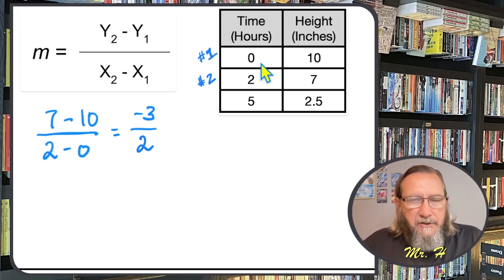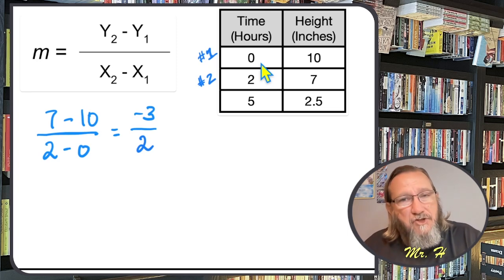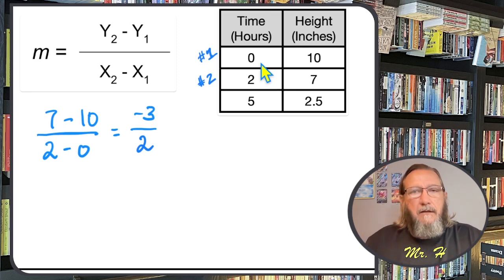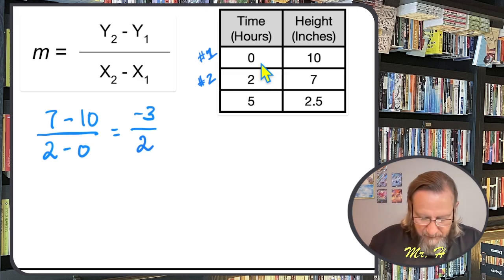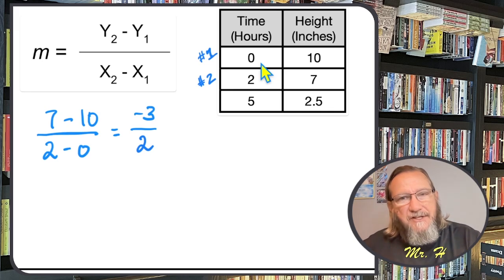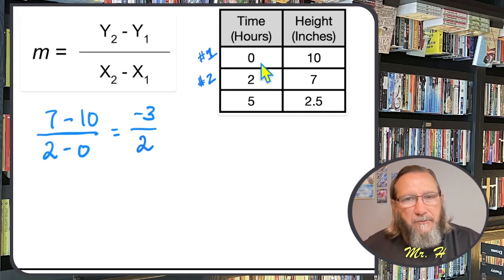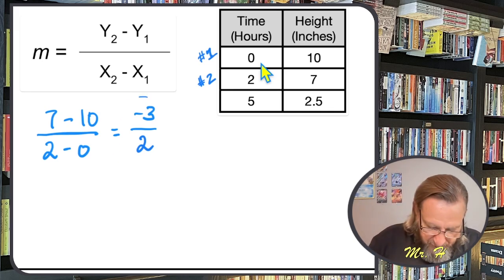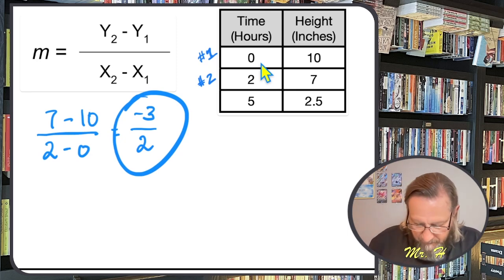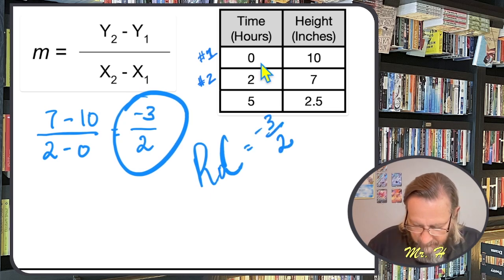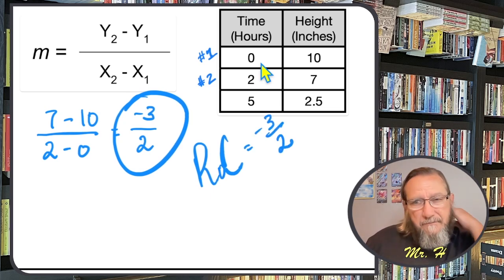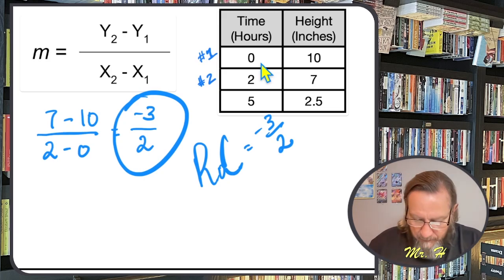It does not reduce. Consequently, what we have is our rate of change of the candle, inches relative to hours. It decreases 3 inches every 2 hours. That's the rate of change. And so you would simply say the rate of change, aka ROC, is going to be equal to negative 3 over 2. That's all you got to do. That's simple. Let's look at another one.